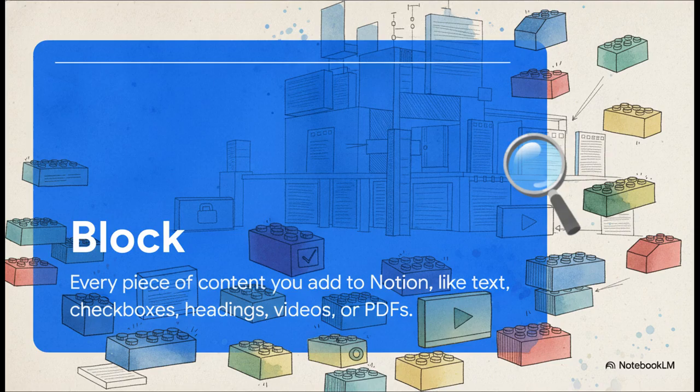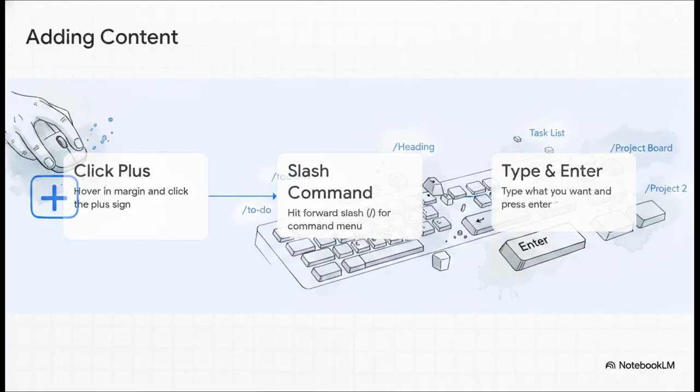A sentence you just typed, text block. A checkbox, a bold heading, a YouTube video, or a Google Map embed, they are all blocks. Think of them as fabulous digital Lego bricks that you can stack and snap together absolutely anywhere on your page to build whatever structure your workflow requires. And adding these blocks is incredibly simple. You really have two highly efficient ways to do it.